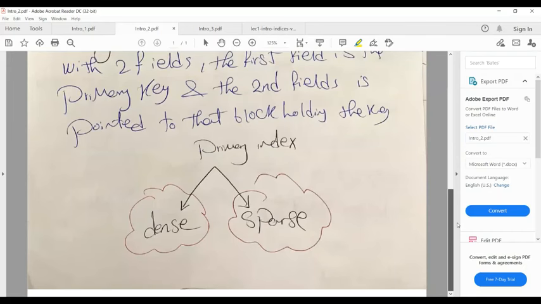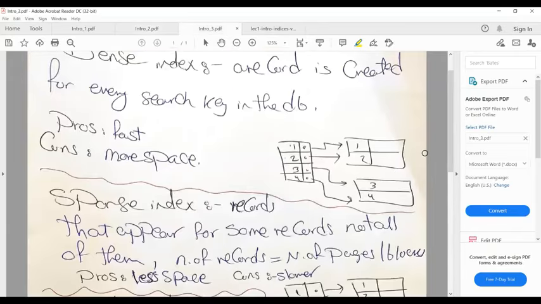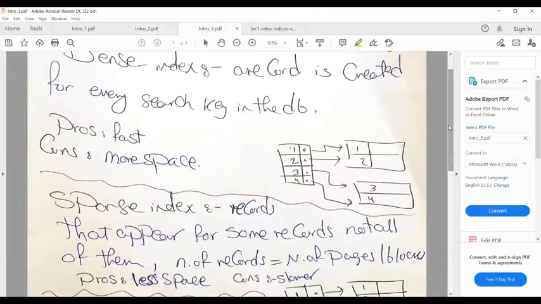Okay, now let's talk about the dense primary index. In both dense and sparse, we use the primary key. So the dense primary index. In case of the dense index, a record is created for every search key in the DB. What is the meaning of this?